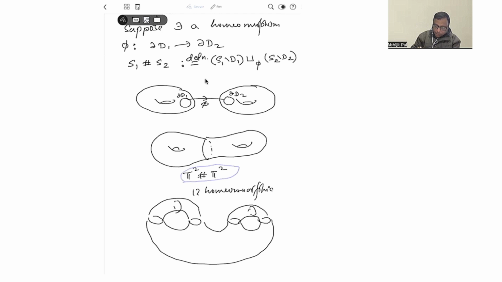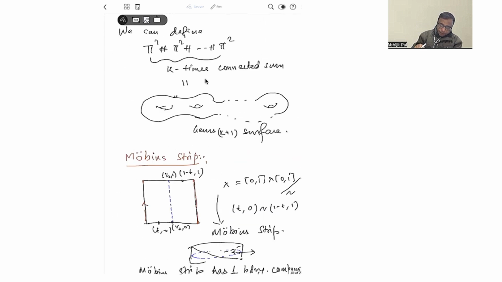This is nothing but a genus 2 surface. For any genus n surface, you can repeat this process. So this is torus connected sum torus connected sum torus, k times connected sum of torus. So we'll get a genus k plus 1 surface.